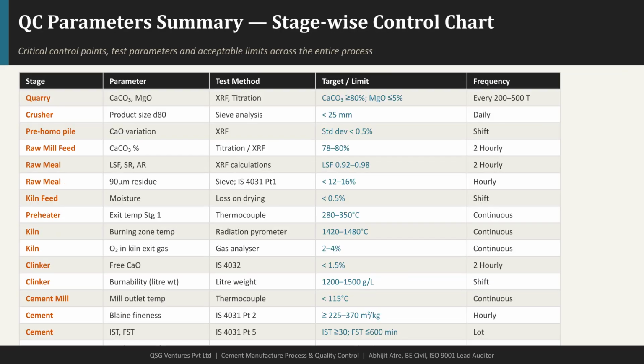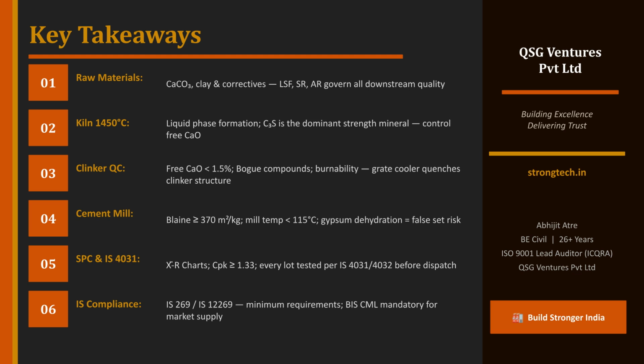This chart summarizes the critical QC parameters across all manufacturing stages. We monitor calcium carbonate in the quarry and raw mill, fineness at crushing, and temperature and gas composition in the kiln and preheater. Clinker quality is checked via free CaO and burnability, while cement is controlled by Blaine fineness and setting times. Key takeaways include raw materials, governed by LSF, SR, and AR, control quality.